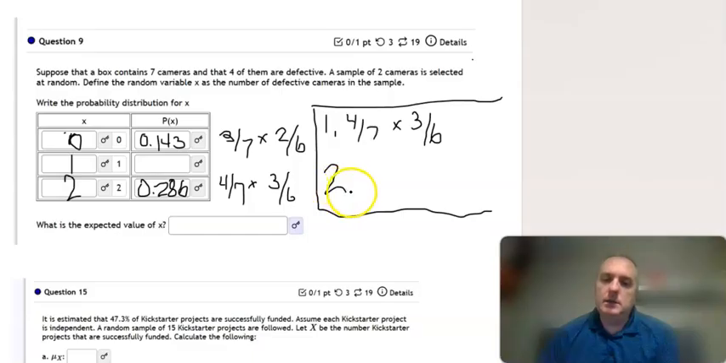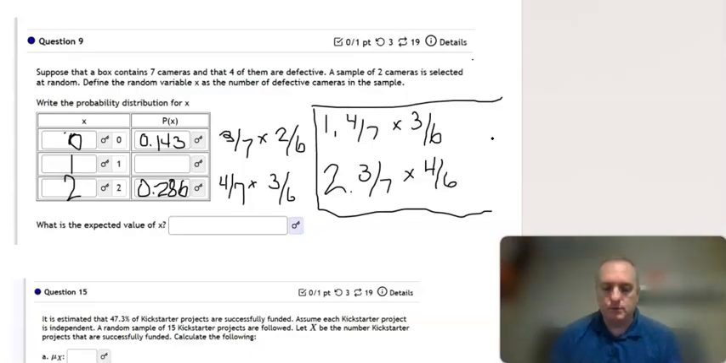The second case, we're just going to reverse them. We're going to take our working camera first, which is 3 over 7, times a defective camera second, so there's 4 defective out of 6. So now we're just going to multiply those together. You can see that they're actually going to end up being the same result on number 1 and number 2 because they both end up being 12 over 42.